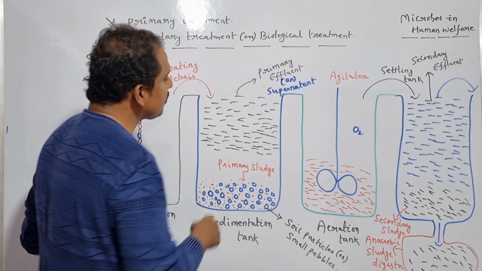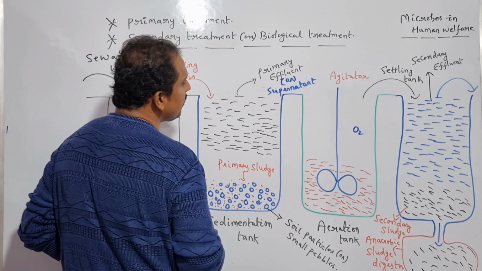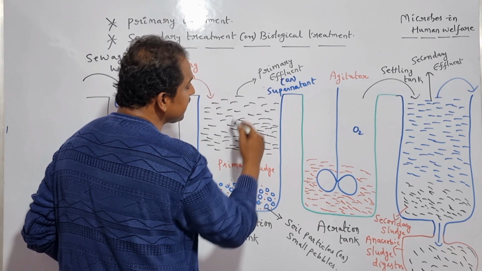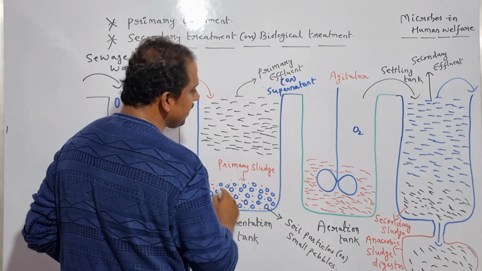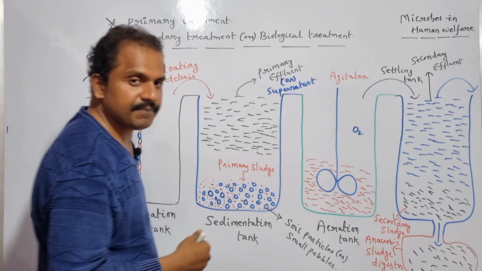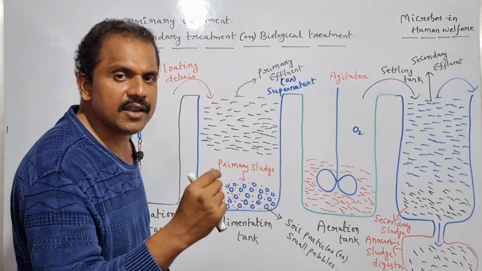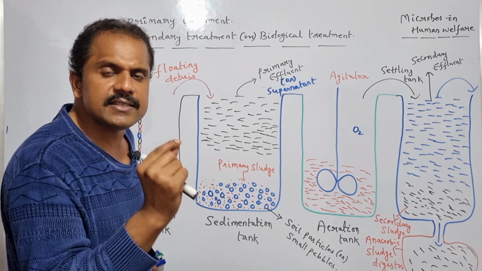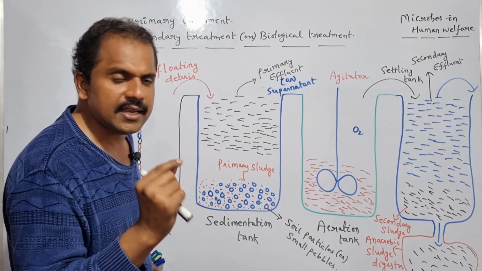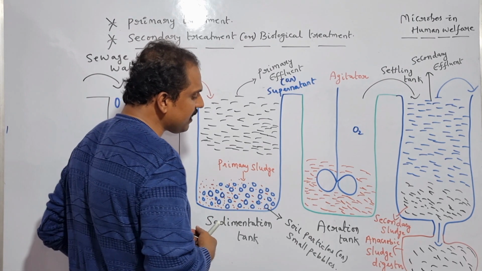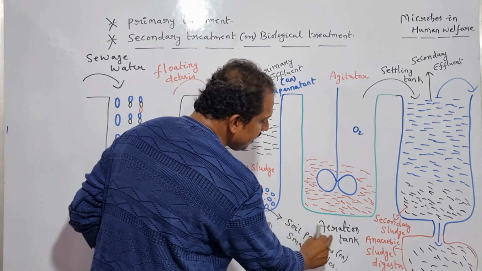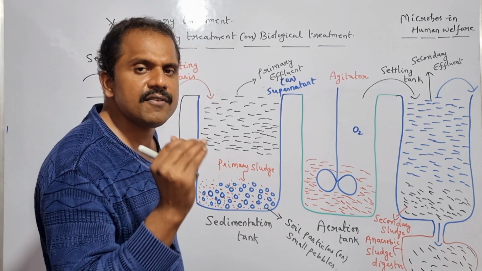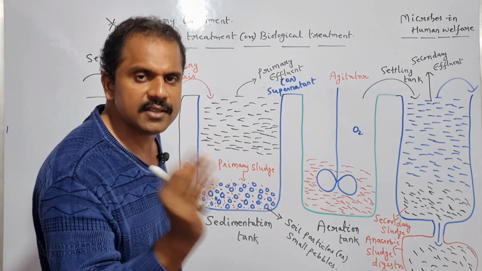Is it clear? So here the primary effluent or the supernatant, which is a part of the sewage water, successfully transfers from the sedimentation tank into the aeration tank. Once it transfers into the aeration tank, as the name itself suggests, the aeration tank is the specific device which is responsible for producing the air.